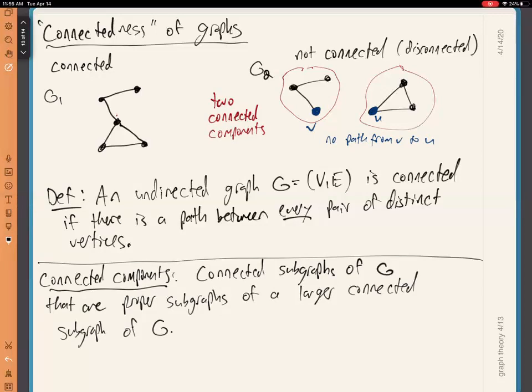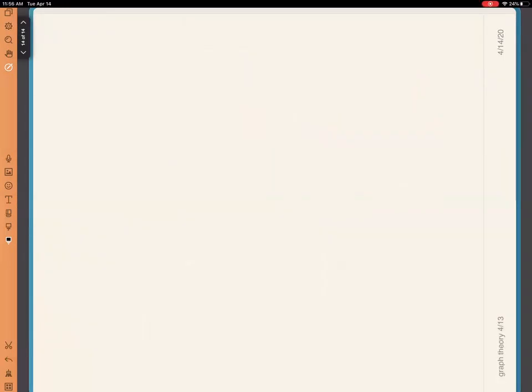Okay, and so this is all for undirected graphs. So how do we modify this for the directed case?